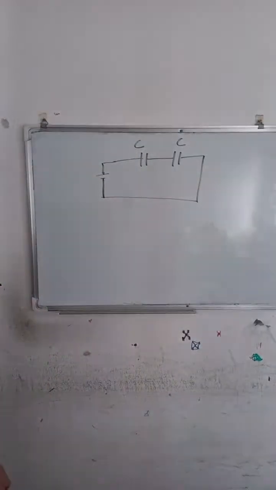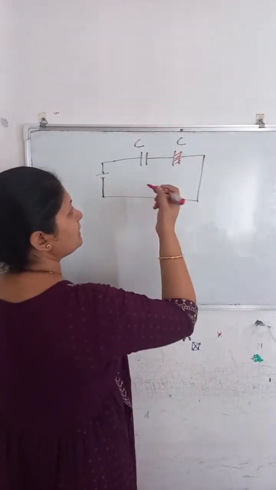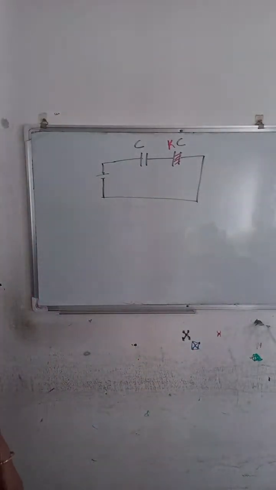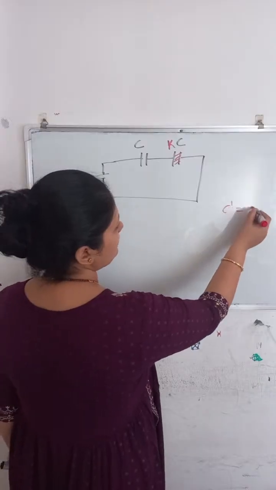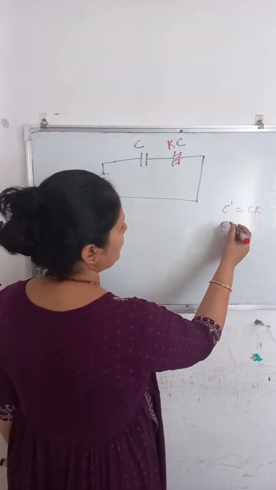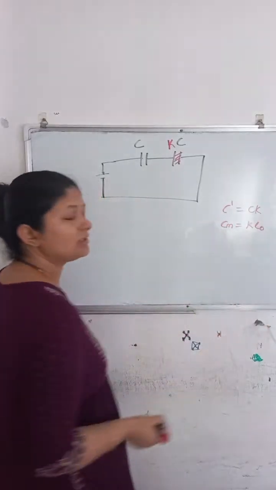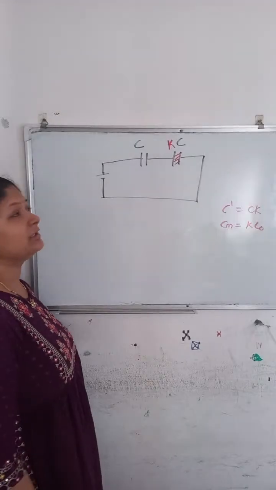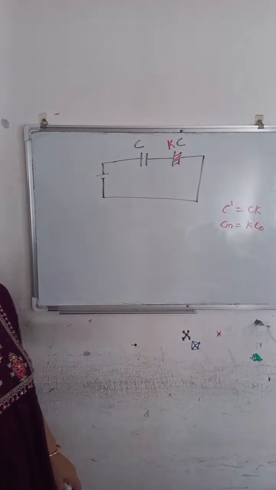Is there a dielectric medium mentioned in the other? No. Only here the dielectric medium is there. That means its capacitance will become K times C. Correct? Because whenever we derive this relation, C dash is equal to KC, or we can write C_m is equal to K times C naught. This we proved. So here one of the plates contains the dielectric medium, then its capacitance turns into K times the initial capacitance.